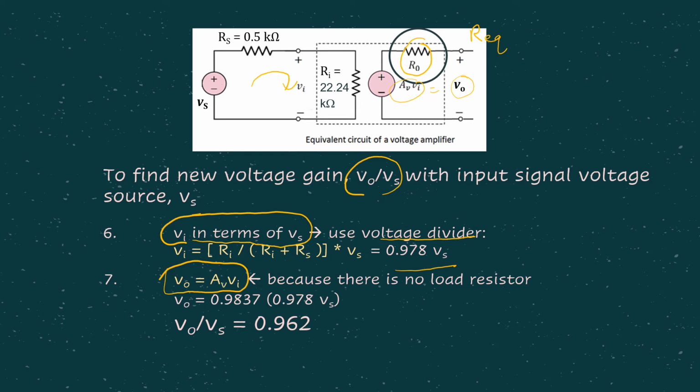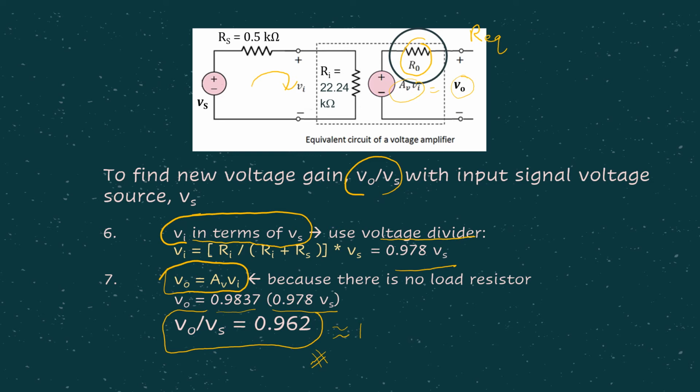So you can just simply replace AV that you already found from step number 5, then Vi in terms of Vs, leaving the voltage gain in this particular case V0 over Vs equals 0.962. Take note, the common collector amplifier is actually not a good voltage amplifier because as you can see here the gain is close to 1, right? So as if the signal is not being amplified.